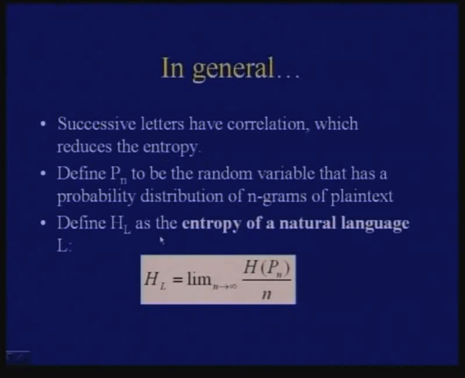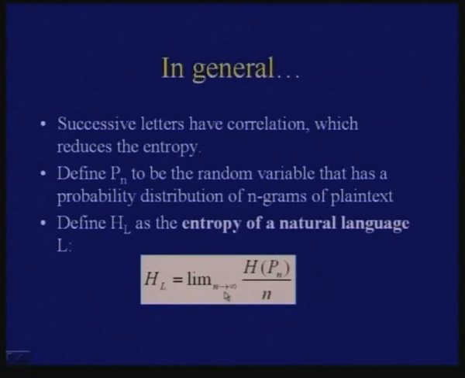Okay, so therefore, for example, let us define a higher order entropy as follows. Define HL as the entropy of a natural language L, as HL is equal to limit n tends to infinity of HPn divided by n. So you find out the value of HPn, meaning you find out all n-grams, their probability distribution, compute the corresponding entropy, and then divide this by n. And your limit n tends to infinity. That means this is an approximation for very high values of n.